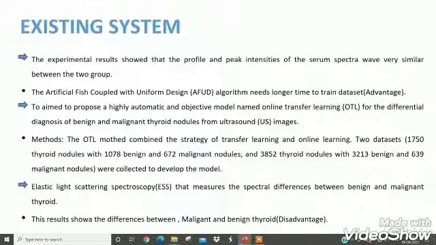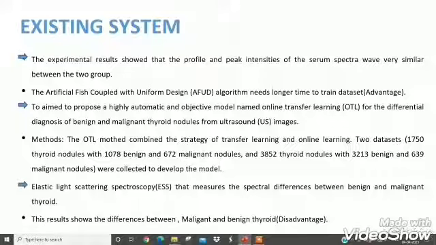lead to eventual problems. Previously, artificial fish coupled with the uniform design algorithm were used, where the profile and peak of the spectra were very similar between two groups, and this algorithm needed longer time to train the dataset. And also electric light scattering spectroscopy was used to show the difference between normal and abnormal thyroid.